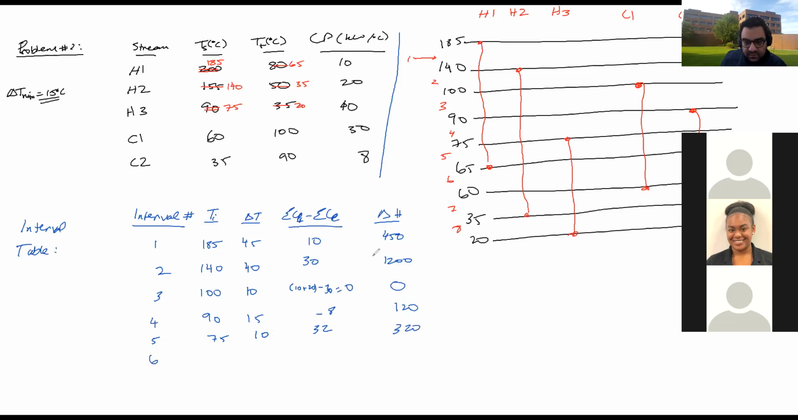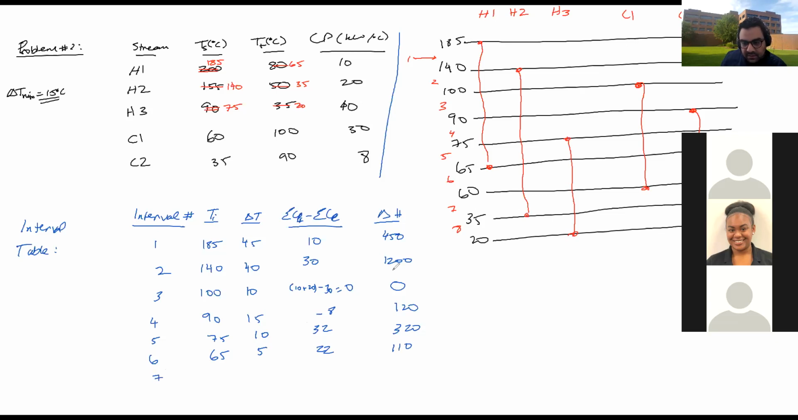Interval 6, it's from 65, so initial temperature is 65. Delta T of this interval is 5, right? 65, 60 is 5. And in this case, my two hot streams are H2 and H3, so it's 20 plus 40 minus C1 and C2, minus 30 minus 8. So this is equal to 22 right here. And my delta H will be 22 multiplied by delta T. And this is equal to 110.